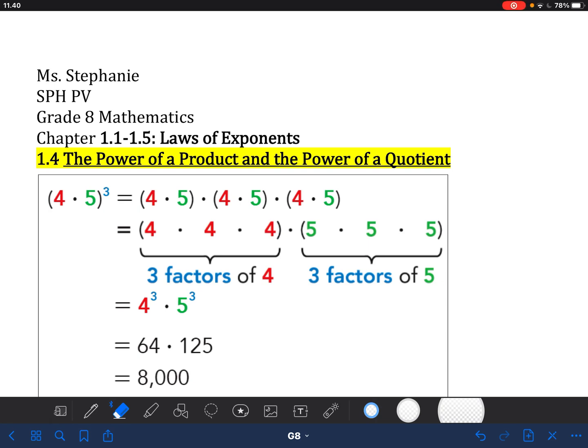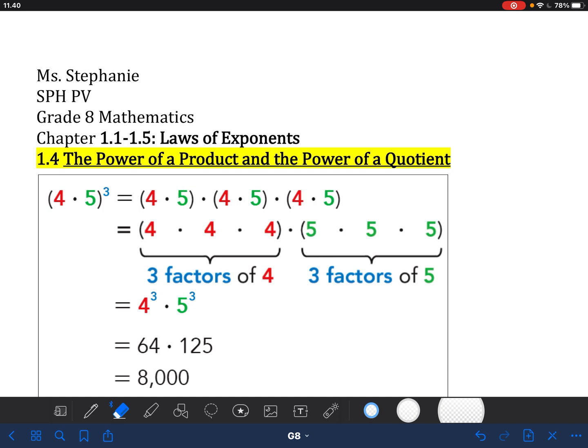Alright, so today we'll talk about the last two laws of exponents. 1.4 is the power of a product and the power of a quotient, and in 1.5 we'll be talking about zero and negative exponents. So what happens if our base is multiplying?